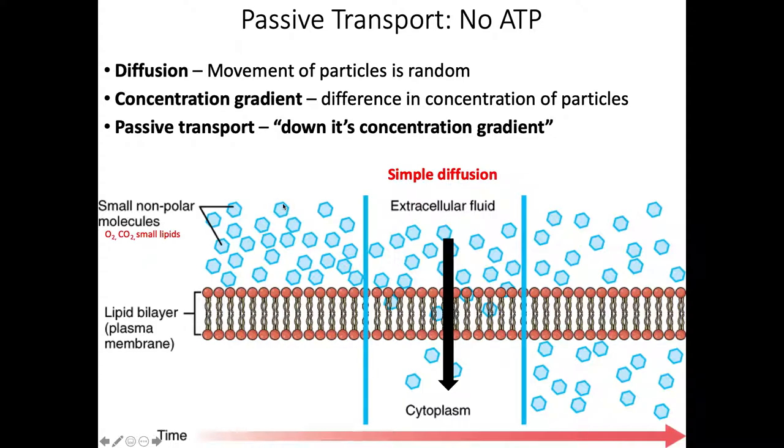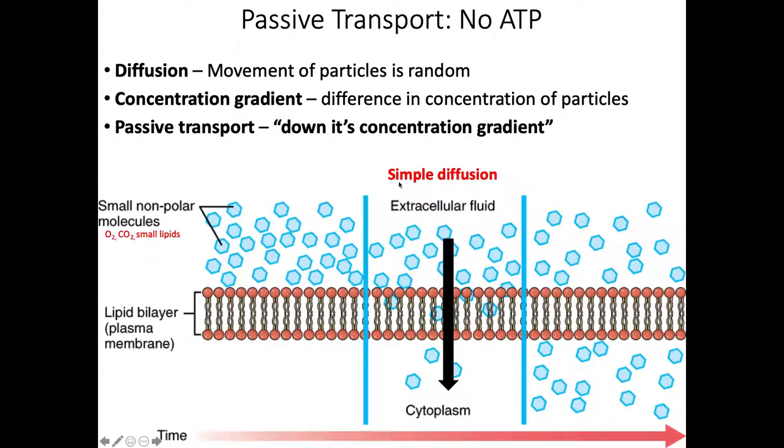And what's dividing it is our phospholipid bilayer. And these hexagon shapes represent small nonpolar molecules. So for instance, if we have a high amount of these particles, they will be able to diffuse or move into the cell easily. So here we have a high concentration gradient, or a high amount of these nonpolar molecules. And then they will go to a lower concentration where there's less, until they equal out.